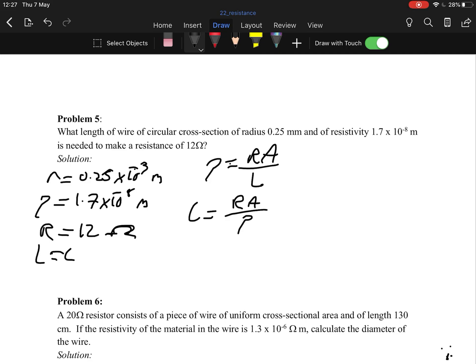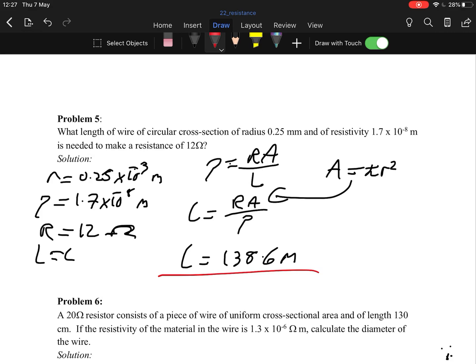Your options are, you can find A equals pi r squared, solve it for there, which is fine, and sub that back in up here, and you should get your length of 138.6 meters. That time it might be better just to do that. But you could also switch it up and do the diameter. If they give you the radius, you can just swap out A for pi r squared.